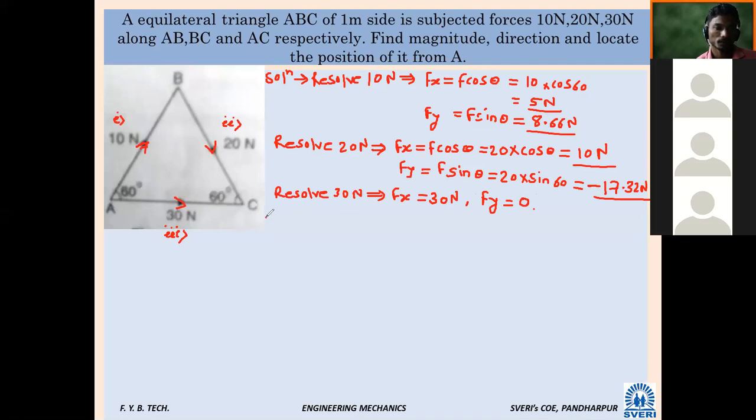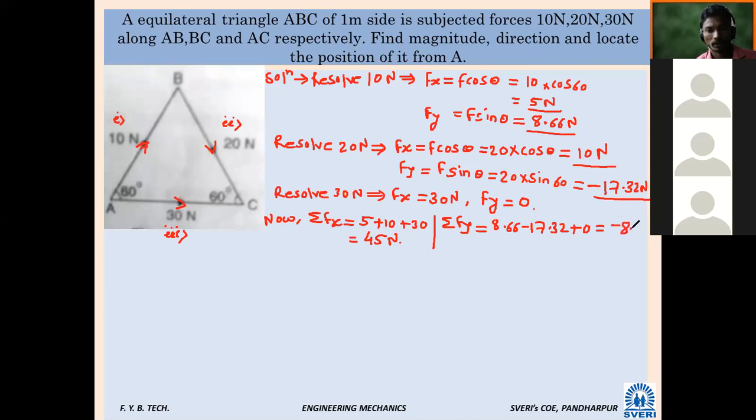Now what do we have to calculate? Summation Fx. So I will write here summation Fx equal to: first component is 5, plus 10, plus 30, equal to 45 Newton. Then summation Fy: first is 8.66, minus 17.32, which is minus 8.66 Newton.